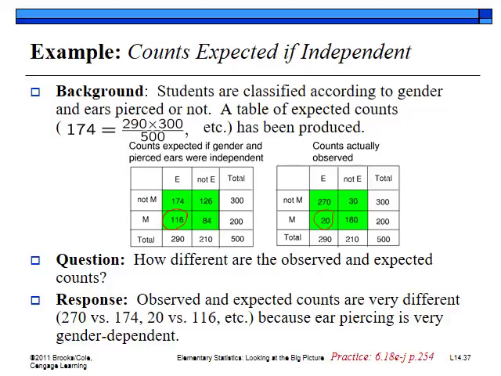For females, that is not male, and not pierced, we would expect 126 if they were independent, but we actually only see 30. Those differences are huge. That indicates that there is quite a strong relationship between these two variables. So again, remember that we compute this table of expected counts by multiplying the row total times the column total and dividing by the total of the totals.